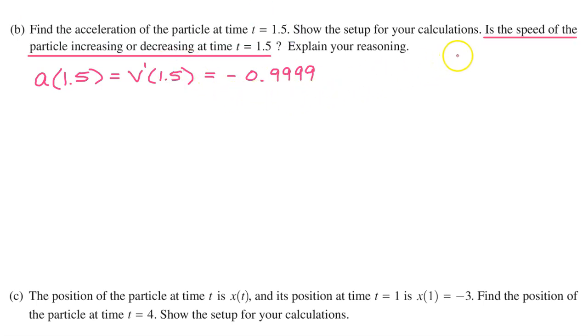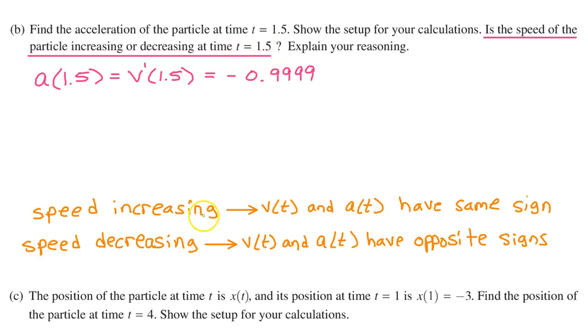The second part of the question is we need to determine whether the speed of the particle is increasing or decreasing at time t equals 1.5. We have learned that the speed of a particle is increasing if velocity and acceleration have the same sign, and decreasing if they have opposite signs. We just found that the acceleration is negative at time t equals 1.5. We just need to see whether the velocity is also negative or positive.